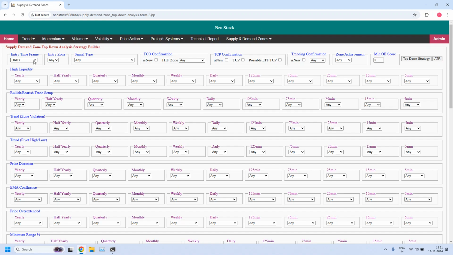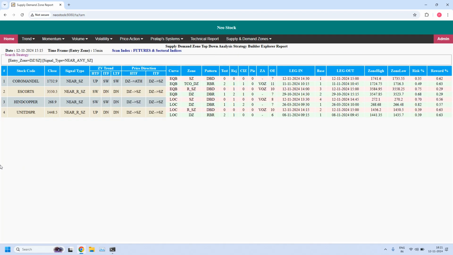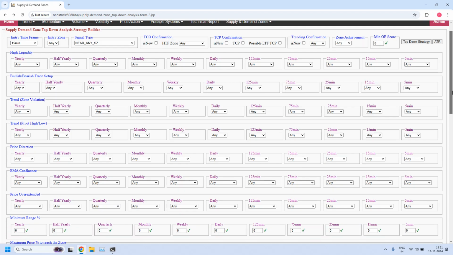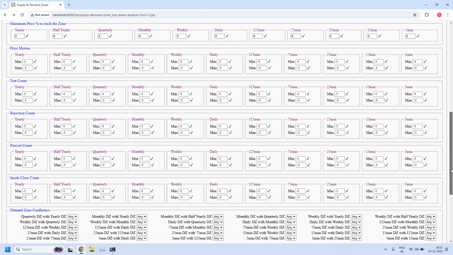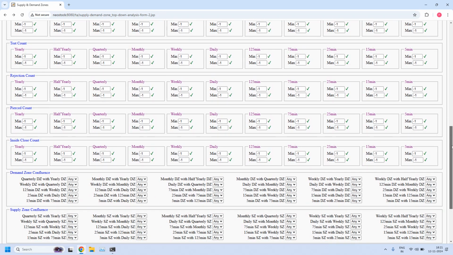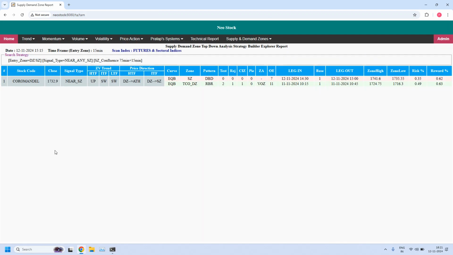Okay, next for the 15 minute time frame, let us find the stocks near the 15 minute supply zone. 4 stocks are filtered. Let's identify how many of these stocks are having ITF confluence, that is 15 minute supply zone with 75 minute supply zone confluence. I enabled the filter. Only one stock is having ITF confluence.